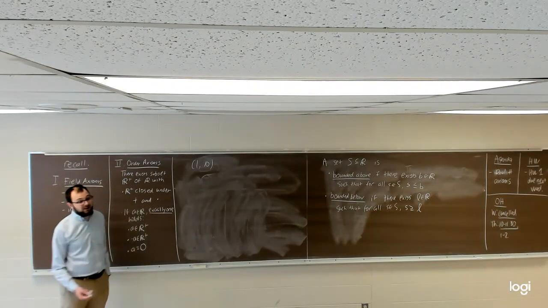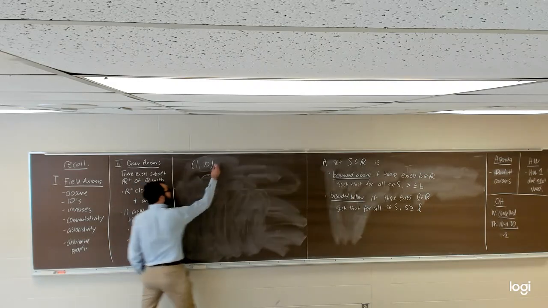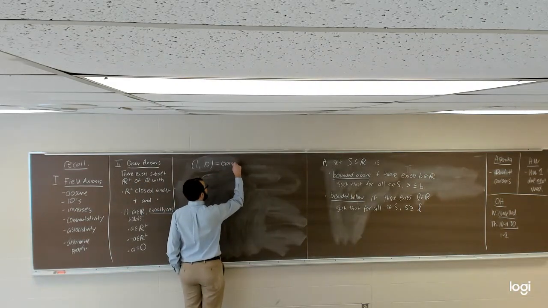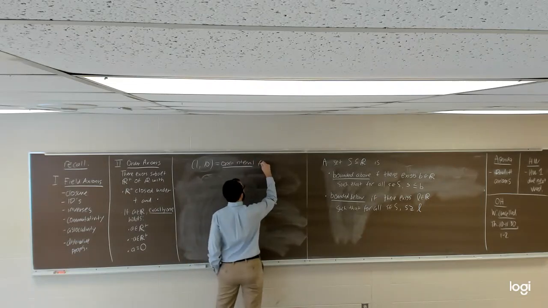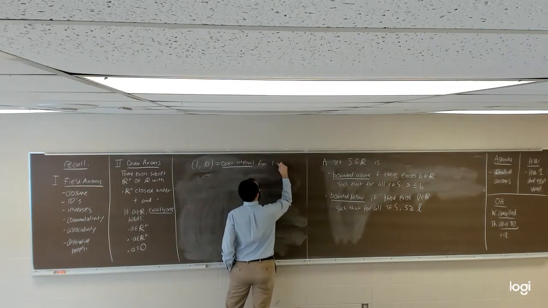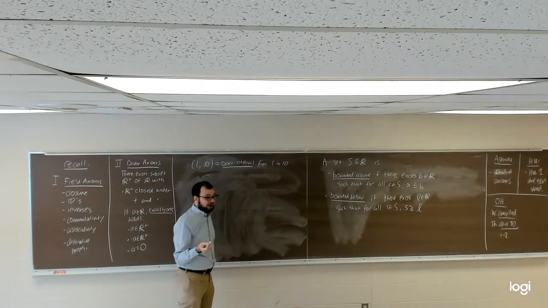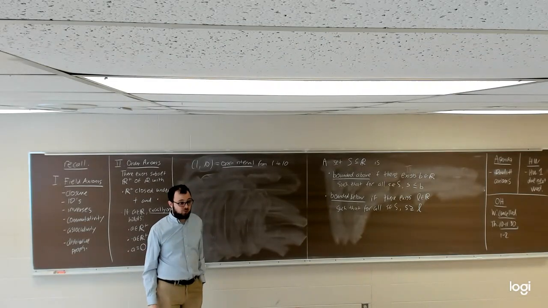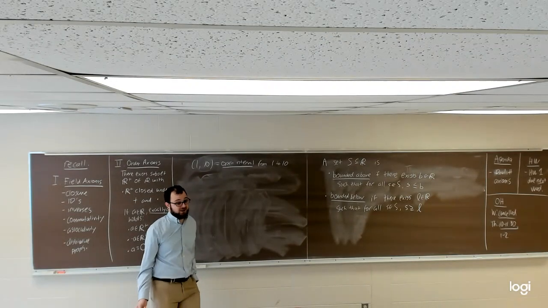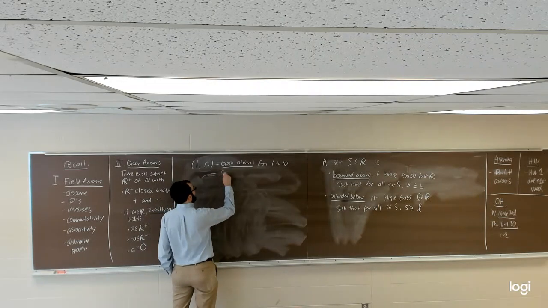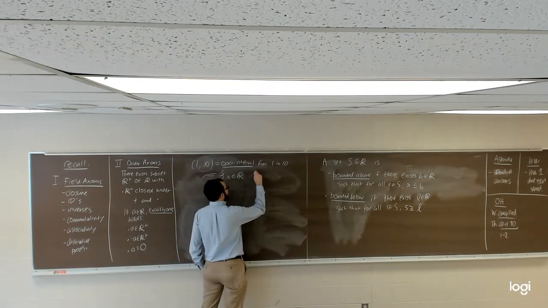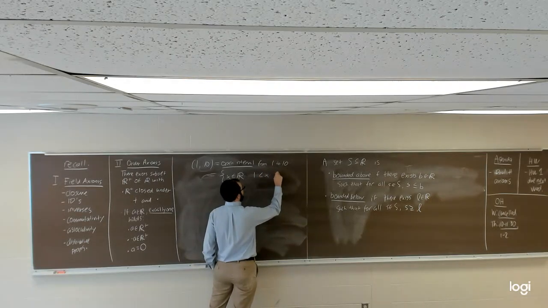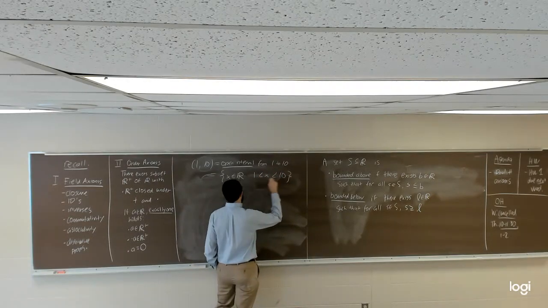Yeah, so we're going to call this the open interval from 1 to 10. Open meaning we don't include the two endpoints, although we'll have more meanings for that word later on in the semester. Which we can write, if we wanted to, as the set of all real numbers x such that 1 is less than x and x is less than 10.